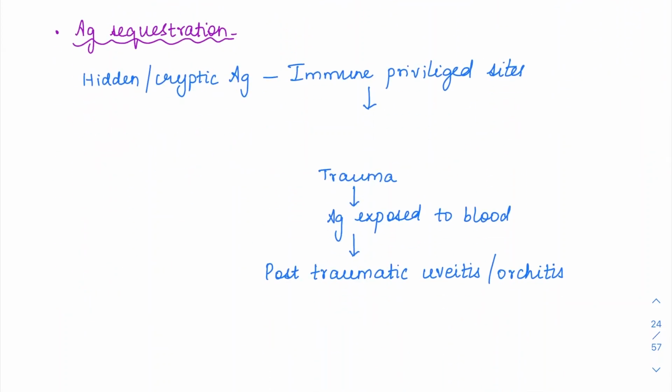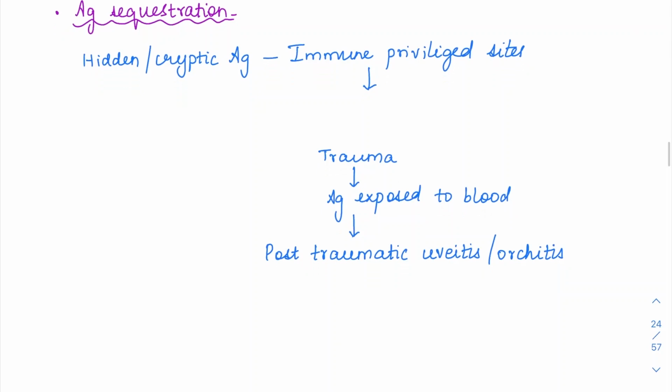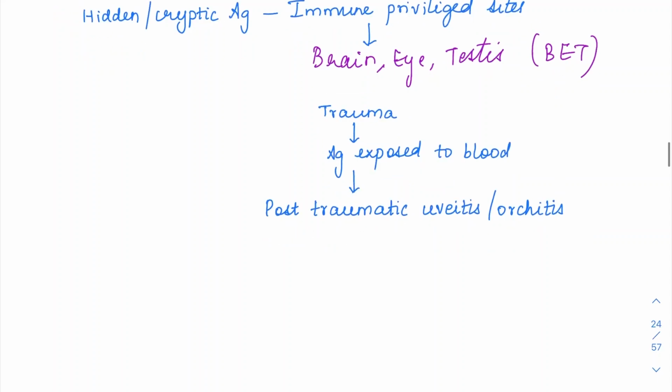Then antigen sequestration. This is another type of tolerance. In the body, there are some sites called immune privileged sites. Basically, these antigens are not exposed to the circulating blood. So where are these immune privileged sites? They are present in the brain, eye, testis. So remember it as BET: brain, eye, testis.